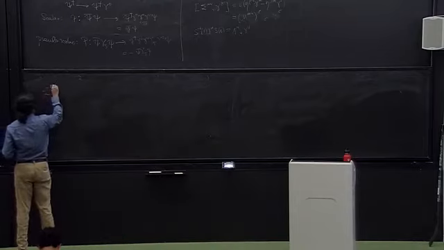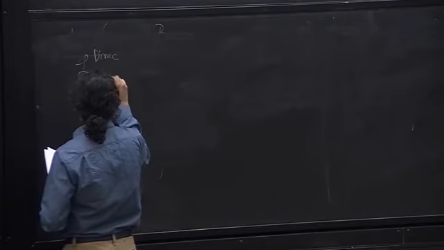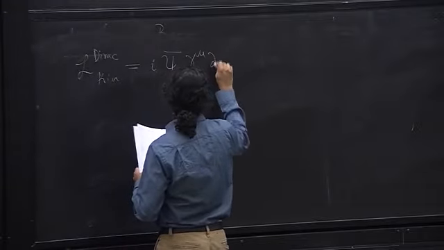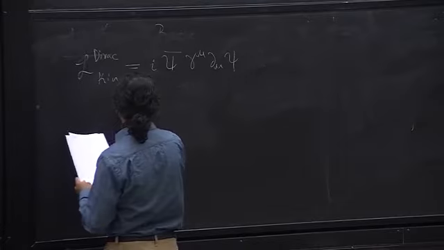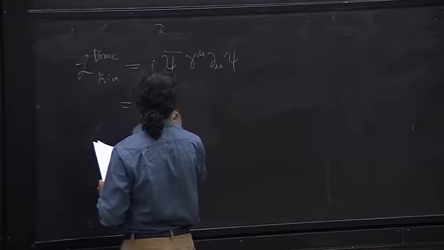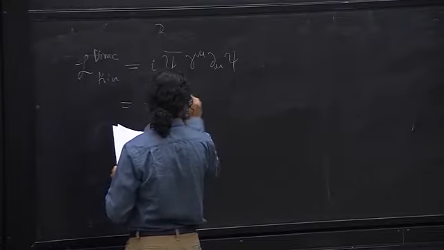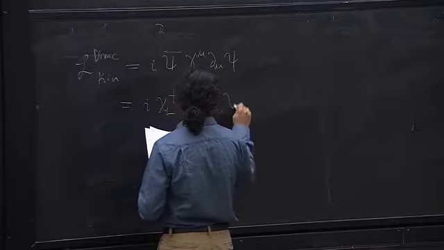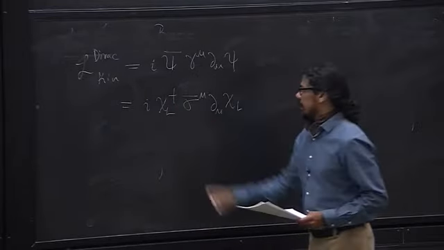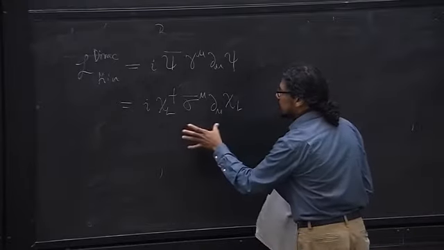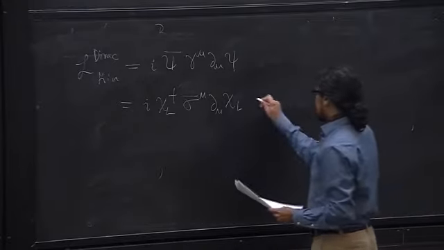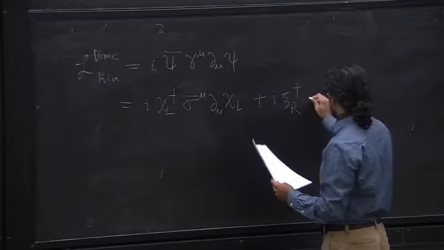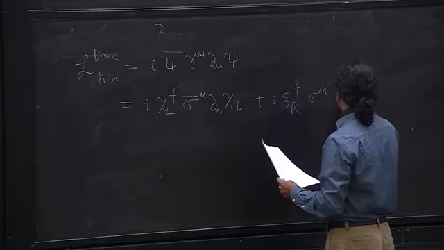So the Dirac Lagrangian's kinetic term, i psi bar gamma mu, becomes a kinetic term for the left-handed Weyl spinor, which comes with sigma bar. Often the L is omitted, so you have to figure out whether it's left-handed or right-handed from the bar. And then there'll be another term, psi R dagger sigma mu partial mu psi R.